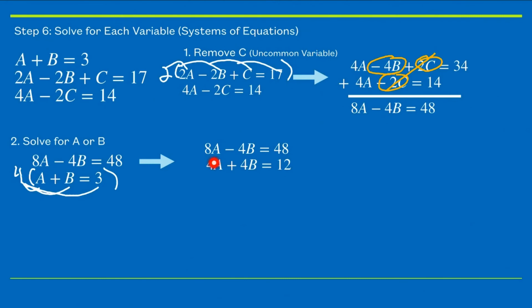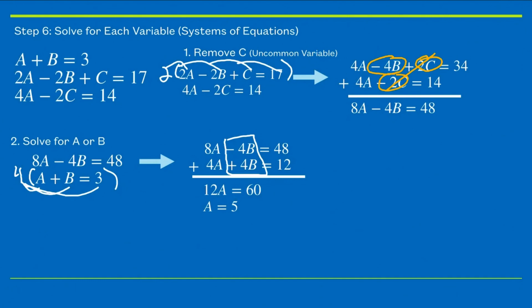So you have 4a plus 4b equals 12. And now you can clearly see that the b's will cancel. So those are going to be eliminated. I'm going to bring in my addition sign and addition bar, and we can combine the a's. So we have 12a, and we can add 48 and 12, that's 60. And we can solve for a, so we have a equals 5. You can see that right there. We have a equals 5.